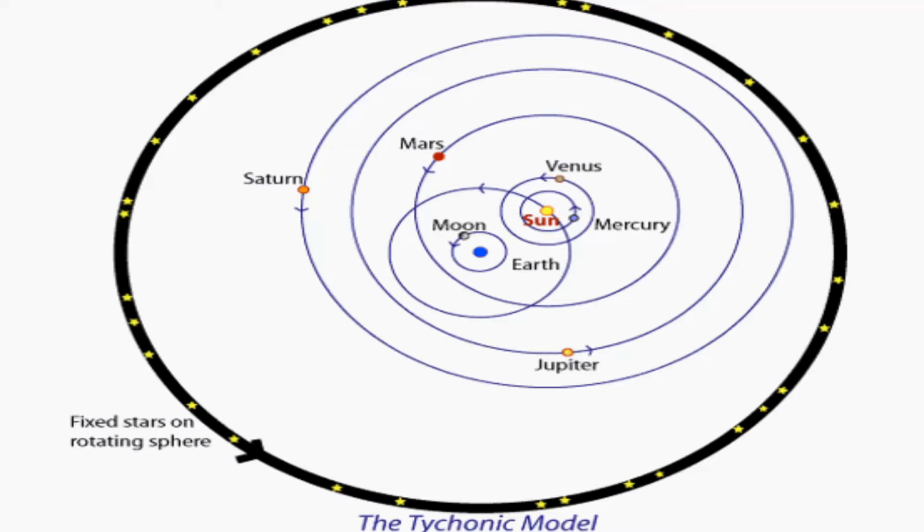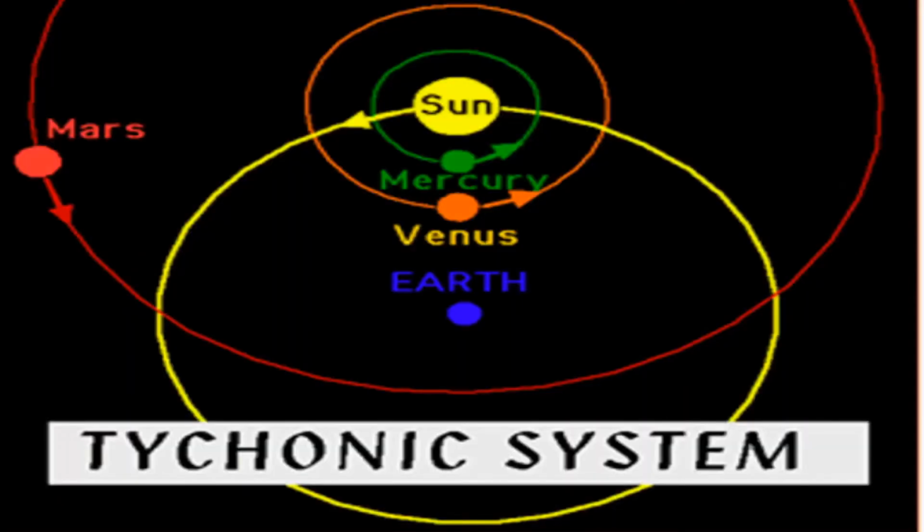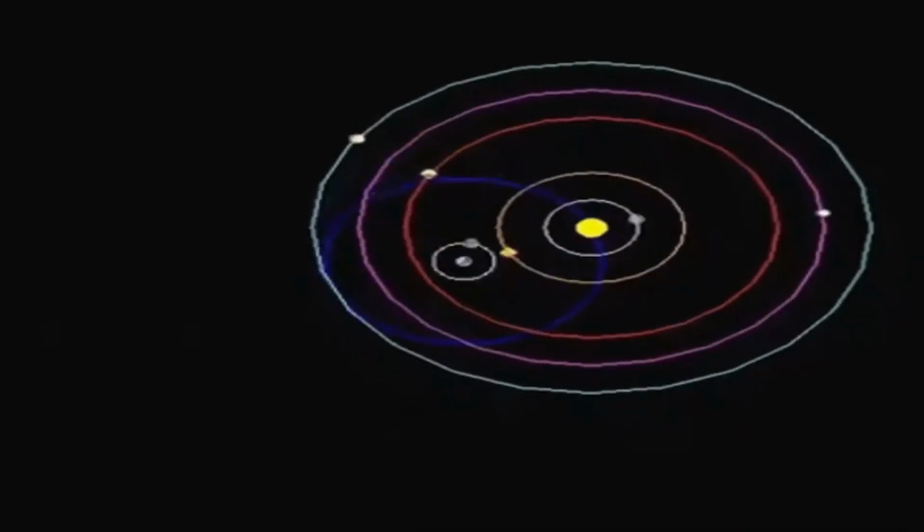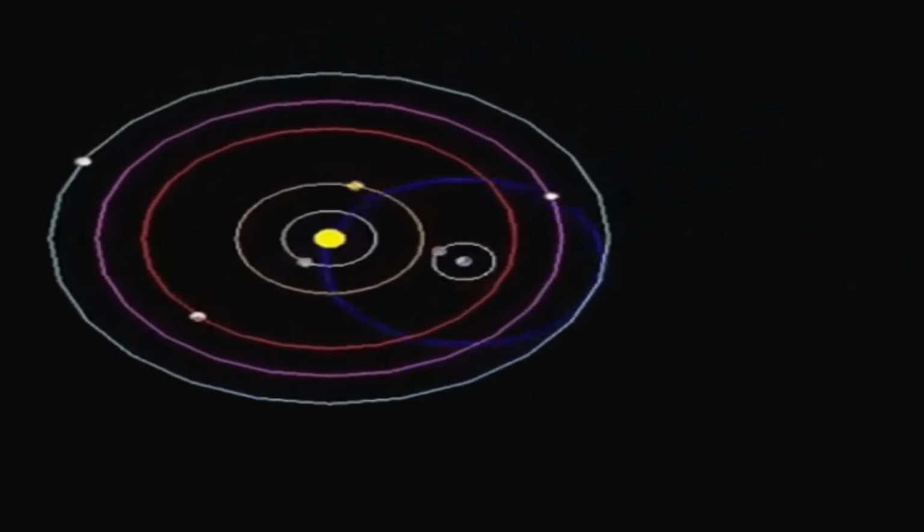But everybody, look at the Sun. All the planets, Mercury, Venus, Mars, Jupiter, and Saturn, they all revolve around the Sun, much like the heliocentric model of Nicholas Copernicus. So this was the so-called Tychonic model of the solar system. It is like the combination of the geocentric and heliocentric models.